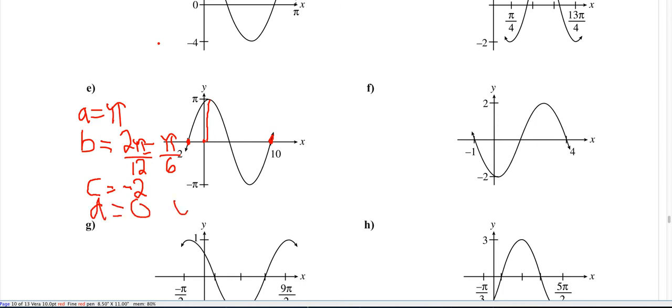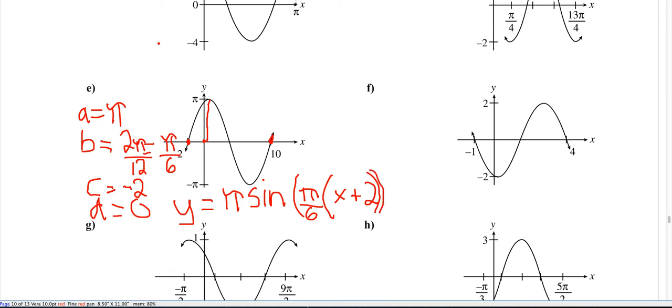So we can write the equation for this. Y equals, it's a positive sine graph, and the amplitude is pi, so we do y equals pi sine of the b value, which is pi over 6, and then the phase shift, so x. And because we're putting it into the bracket here, it's going to be x plus 2, signalizing a shift to the left, even though plus 2 would normally mean right. So I'm going to do one more example.